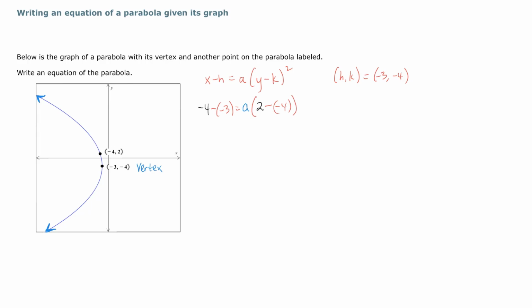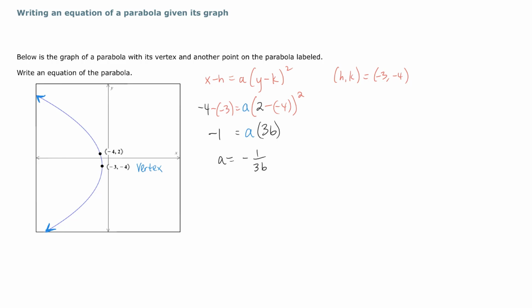And then, of course, perform the order of operations, and the only thing to solve for is the letter a. So we have negative 1 is equal to a, and then that's 2 plus 4, which is 6. 6 squared is 36. And so we get a is equal to negative 1 over 36.